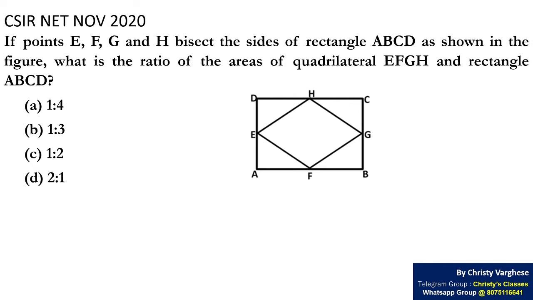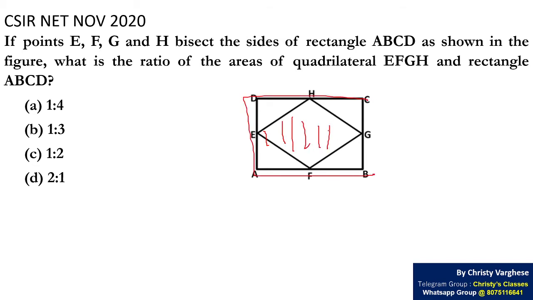So this is a question we are discussing in this lecture. CSIR Net November 2020 problem. If points E, F, G and H bisect the sides of the rectangle ABCD as shown in the figure, what is the ratio of the area of quadrilateral EFGH and the rectangle ABCD?